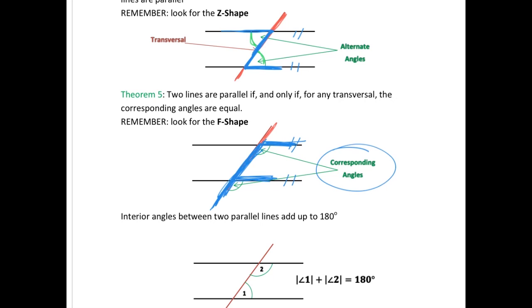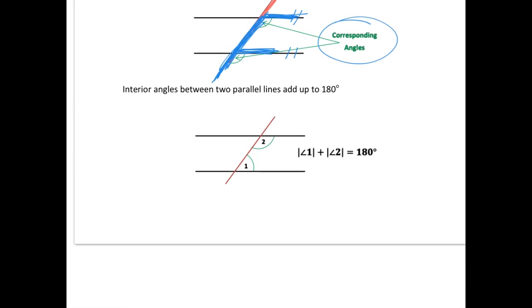The last thing here is that the interior angles between two parallel lines add up to 180 degrees. So this time you're looking for this sort of square C shape here between your transversal and your two lines, again, that are parallel. So in this case, our two angles here, angle 1 and angle 2, add up to 180 degrees.